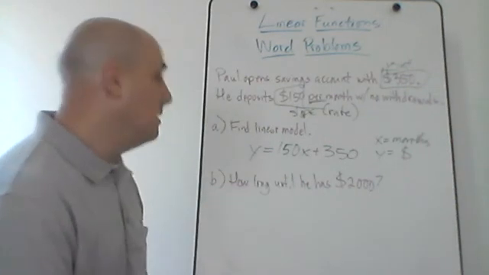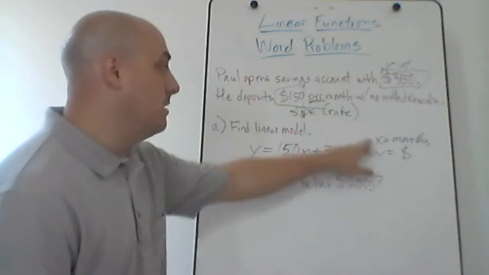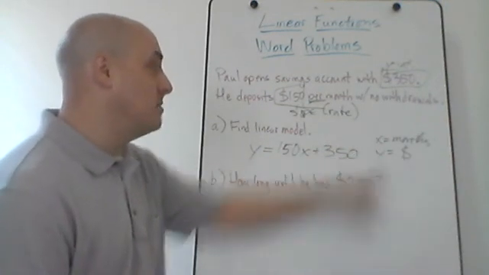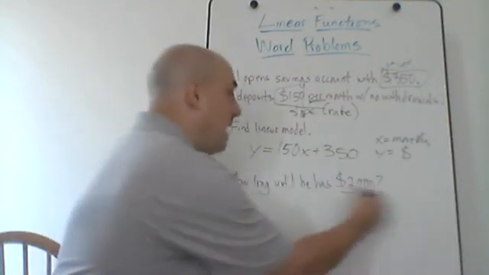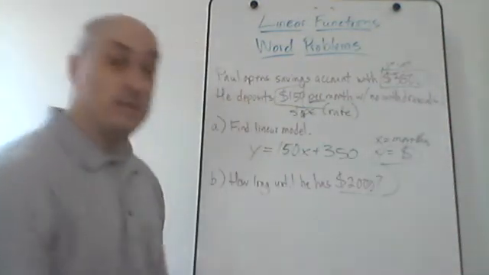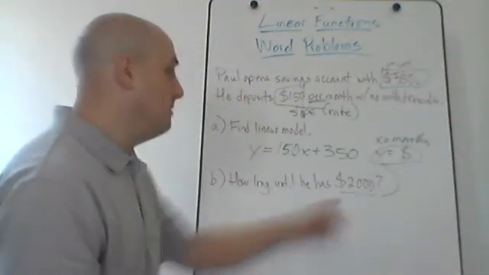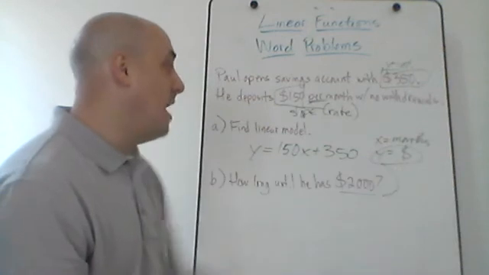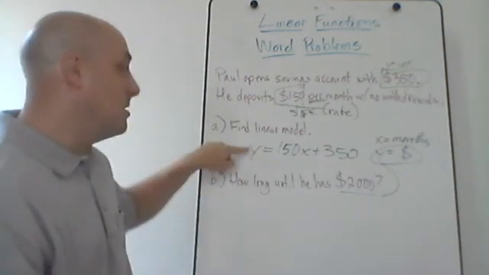I got to decide which one. Well, and this is why it's important to label what your variables mean. X is the months, y is the dollars. $2,000, well, that's dollars, right? It's pretty obvious there. $2,000 is not months, that's dollars. Therefore, that $2,000 has to go for the y.